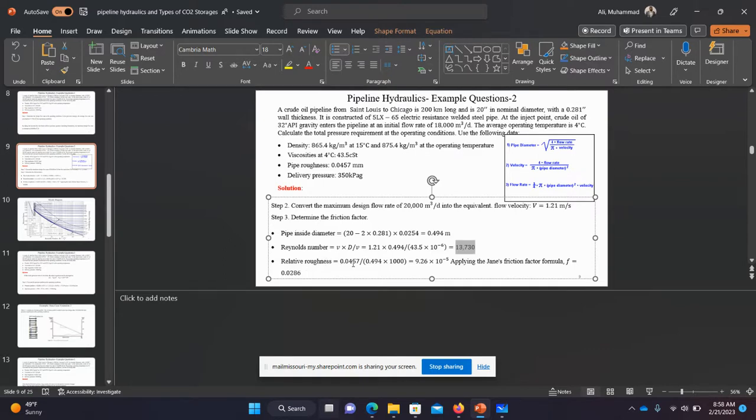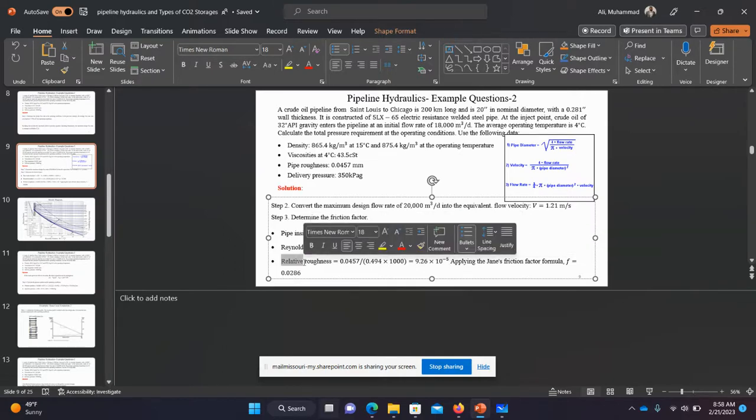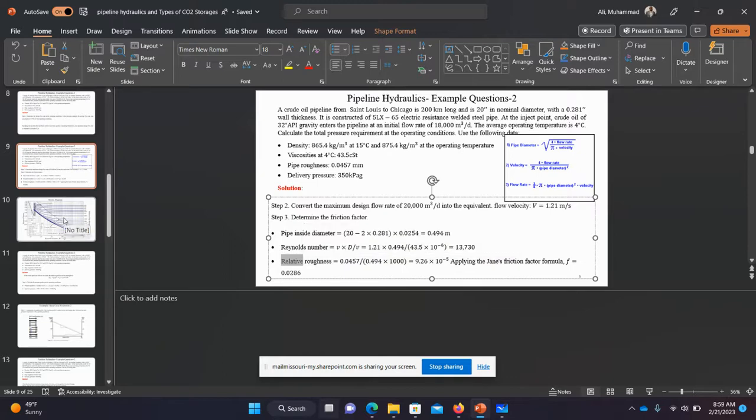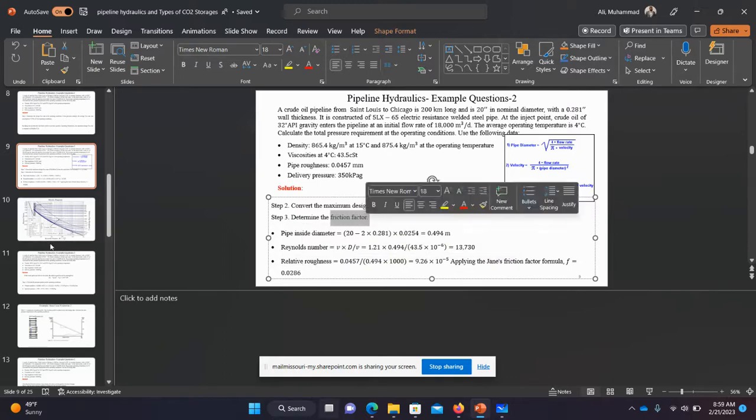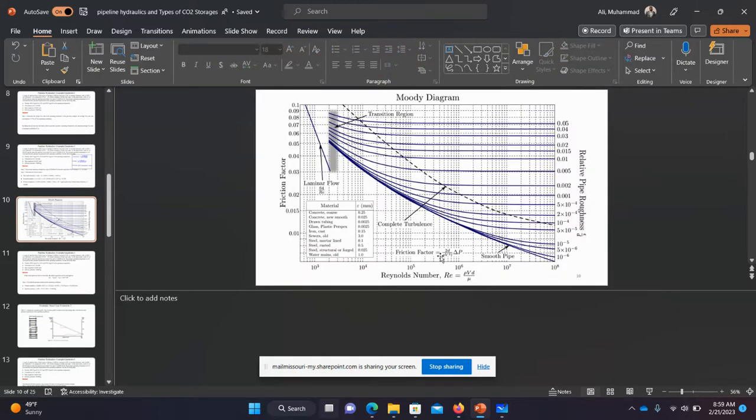And relative roughness also has a formula. Here we use the pipe roughness, which is 0.057, and we divide it by the inside diameter 0.494, multiply by 1000, and we get the relative roughness. So now we have the Reynolds number and the relative roughness. Based on these two, we can go back to the chart, and from the chart we can find the friction factor.